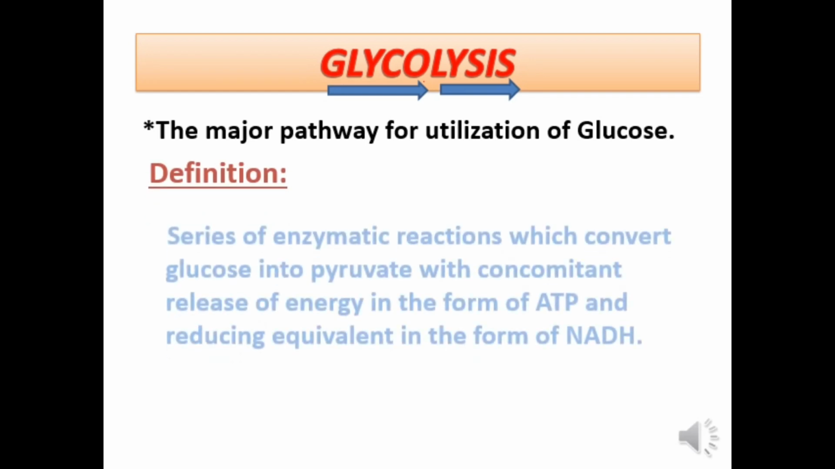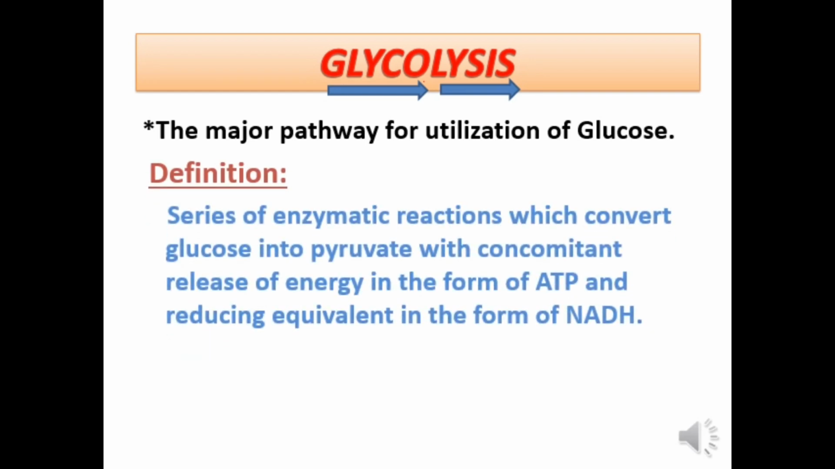It is defined as a series of enzymatic reactions which convert glucose into pyruvate with concomitant release of energy in the form of ATP or reducing equivalents in the form of NADH. هو عبارة عن سلسلة من التفاعلات الإنزيمية بتحول الجلوكوز لمركب يسمى البيروفيت. Through this process there is the production of energy either in the form of ATP or reducing equivalents in the form of NADH. ATP refers to adenosine triphosphate and this is the currency of energy.